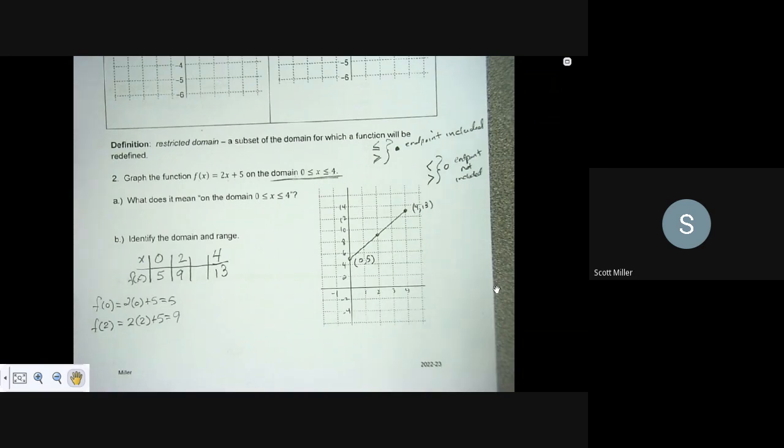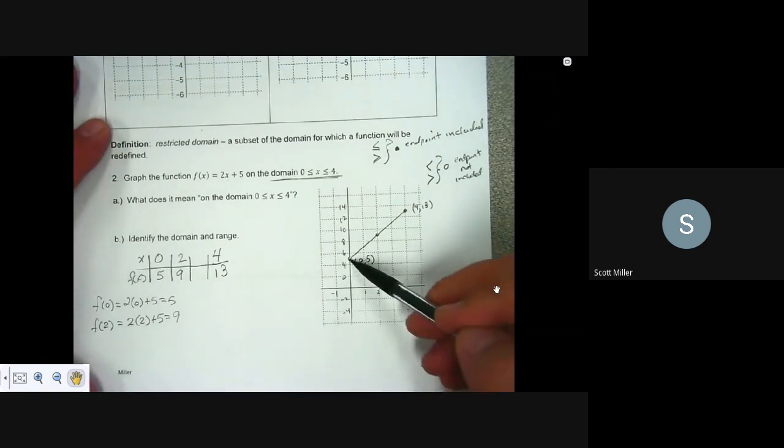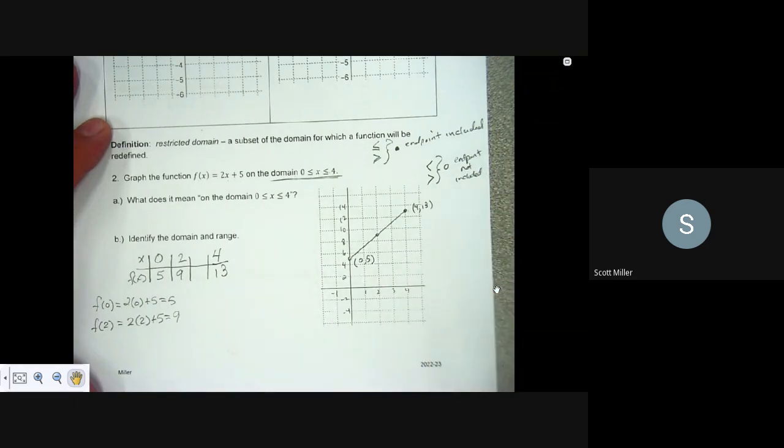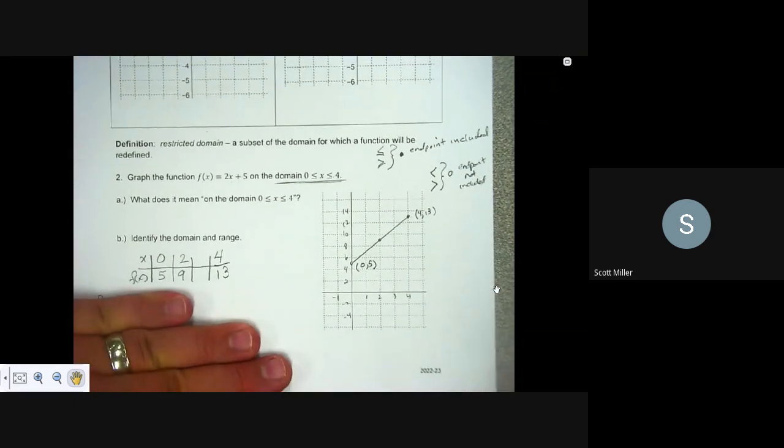So again, what's required when you graph for me? Label endpoints. Make sure you scale your axes so that I can see your scale. You should make the table. That should be required right there.